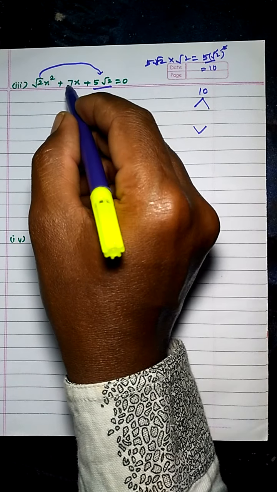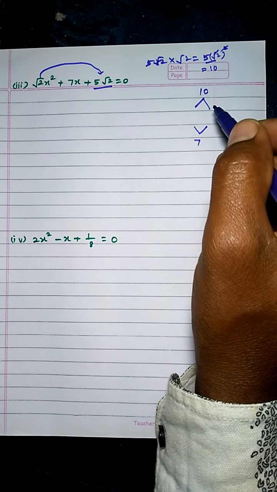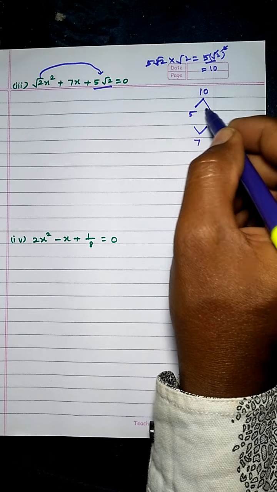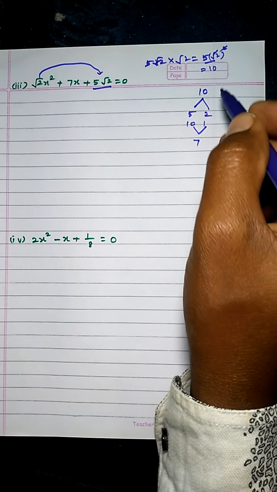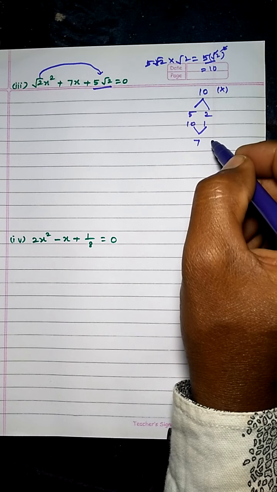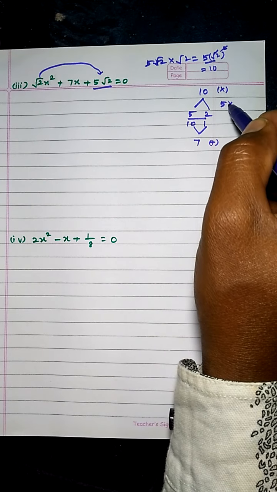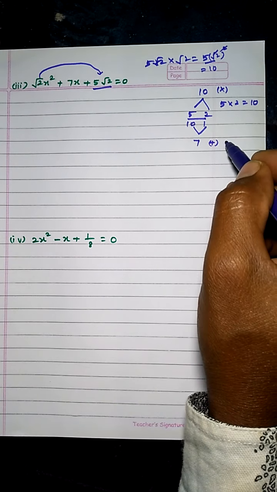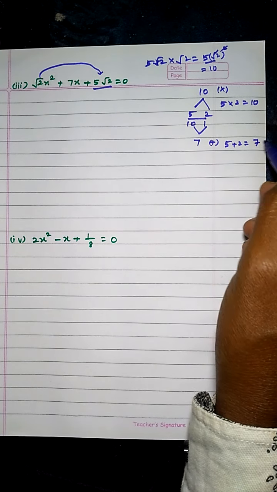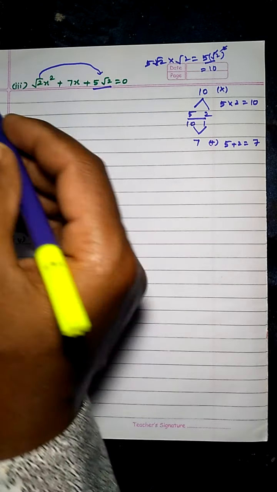Now the coefficient of x value is 7. Write the possible factors of 10. 5 2s are 10, or 10 1s are 10. Here we have to do multiplication, here is addition. So the suitable factor is this only. 5 2s are 10, and when you add the same, you will get the 7. Okay, so let's write now.